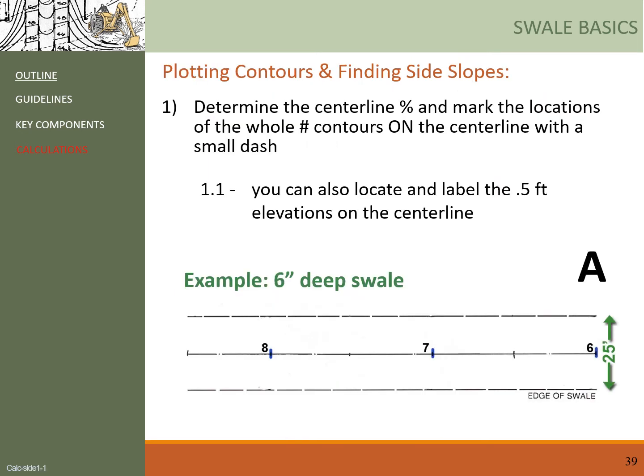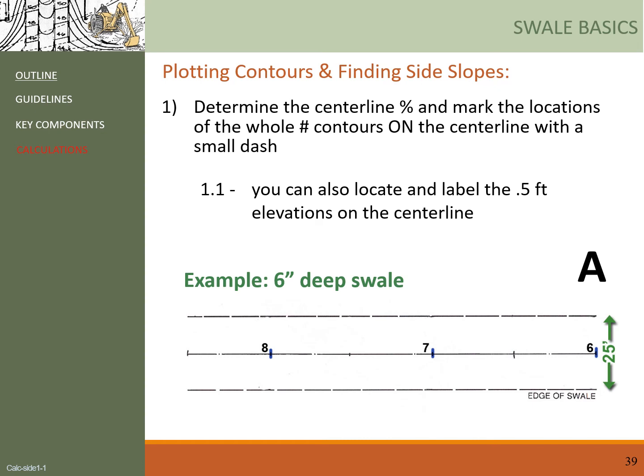Now let's run through the process of calculating the various parts of a swale from scratch, as you will be doing the same for the exercise. So example A is for a 6-inch deep swale. What we know here is the centerline elevations and centerline slope. Also, we do know the width of the swale is 25 feet. Okay, what we need to do here is to plot the contours for the swale and also find out what the side slope of the swale is.